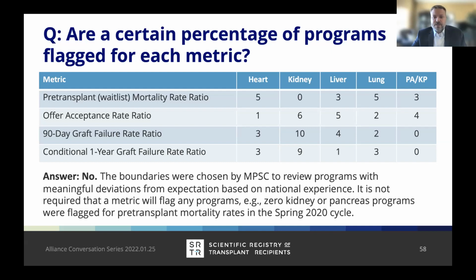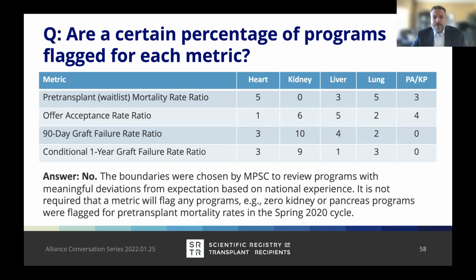Essentially, the MPSC defines that clinically significant boundary of performance that they feel is appropriate to review programs. And then however many programs are outside that boundary, they will review. It's not a certain proportion each time. You can see in the first row here for pre-transplant mortality rate ratio, when they were developing these boundaries, there were 0 kidney programs that met that criteria. So it is possible, if all programs are performing similarly, that there could be 0 flags for the MPSC across all of these metrics.